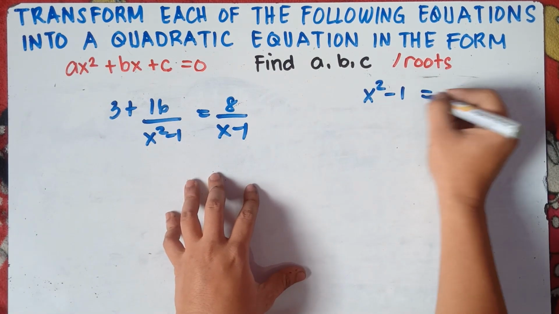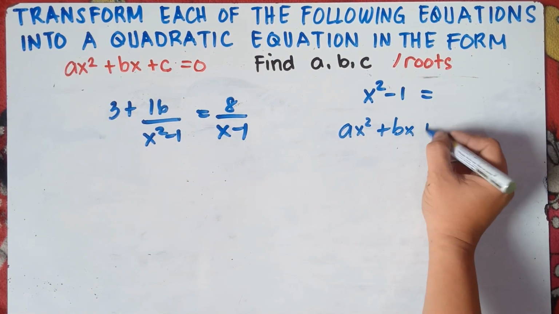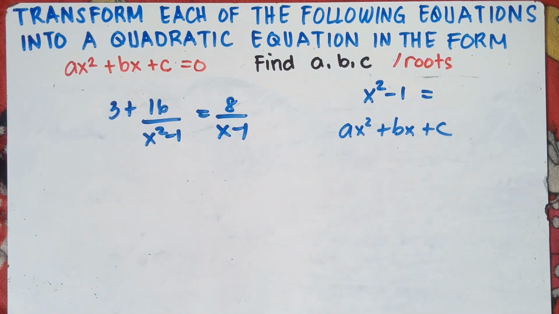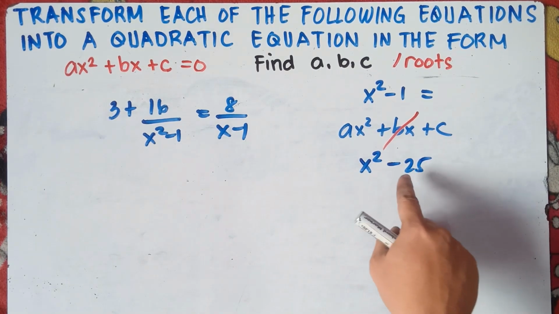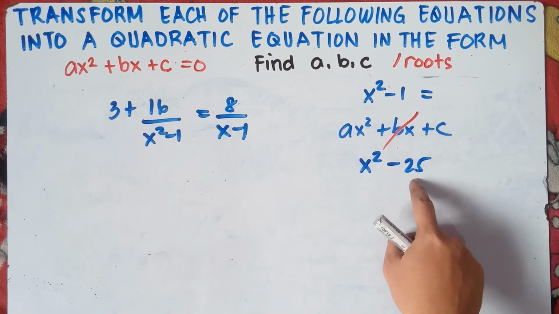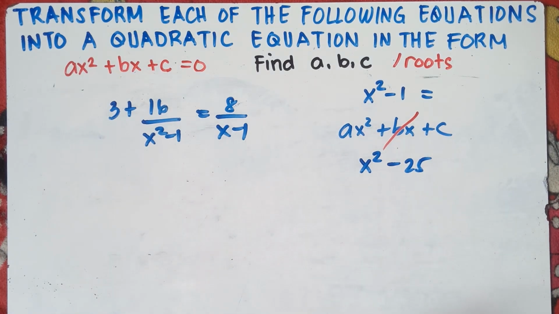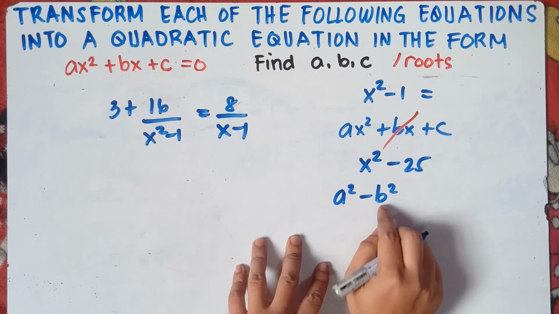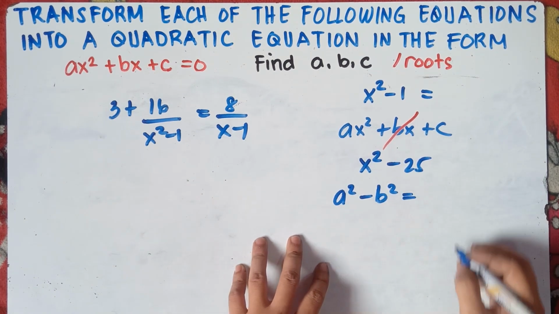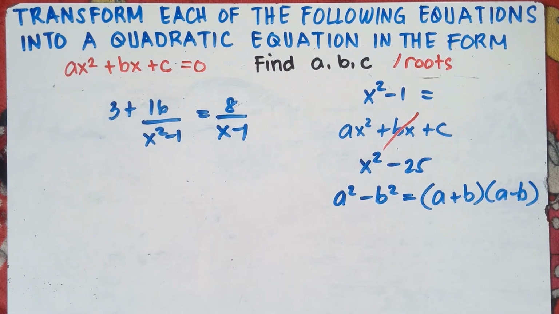X squared minus 1. Do you still remember, class, the difference of two squares? If we have the quadratic expression ax squared plus bx plus c, and you want to factor this out, and you don't have the value of your linear term bx, for example x squared minus 25, how would you factor this out? If you don't have the value of b, and your c is a perfect square, you need to recall the difference of two squares. Do you still remember, class, a squared minus b squared? If a and b are both perfect squares, we can factor this as a plus b and a minus b. Just remember this one, a plus b and a minus b.